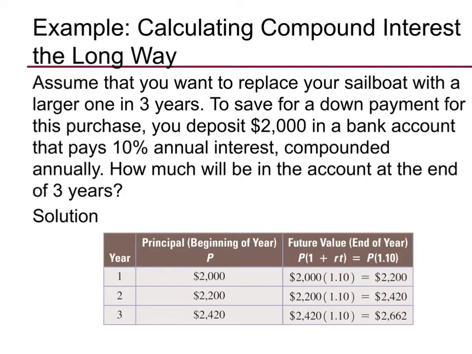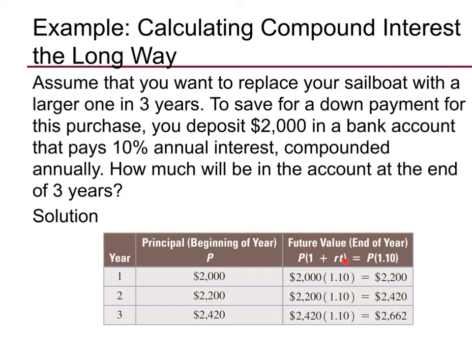Now, in this example, we show how you can compute compound interest the long way. All right, so we want to replace a sailboat with a larger one in 3 years. We're saving up for a down payment. We deposit $2,000 into a bank account that earns a ton of interest. 10% is a ton of interest, and it's compounded annually, which means each year they add on the interest, and then the next year they add on the interest, and then the next year they add on the interest.